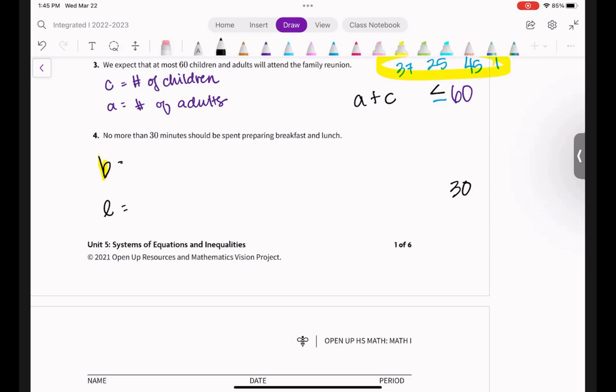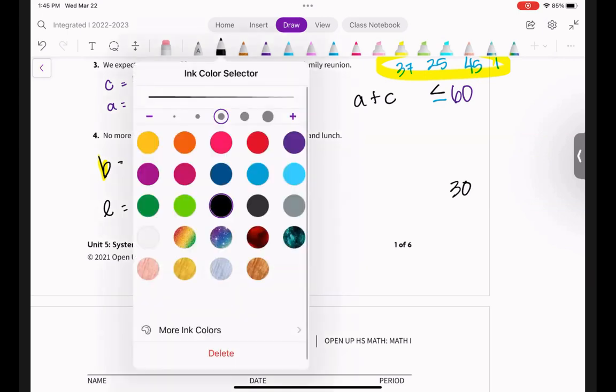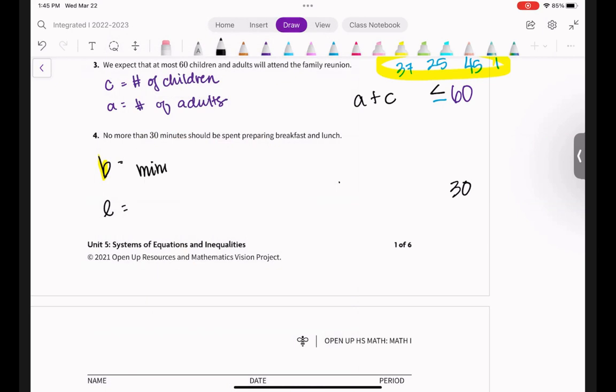All right, so if you wrote breakfast, you're wrong. I'm going to be super specific here. B is the number of minutes to prep breakfast. Sorry, we're going with shorthand because I want to. Same thing, L, minutes to prepare lunch.